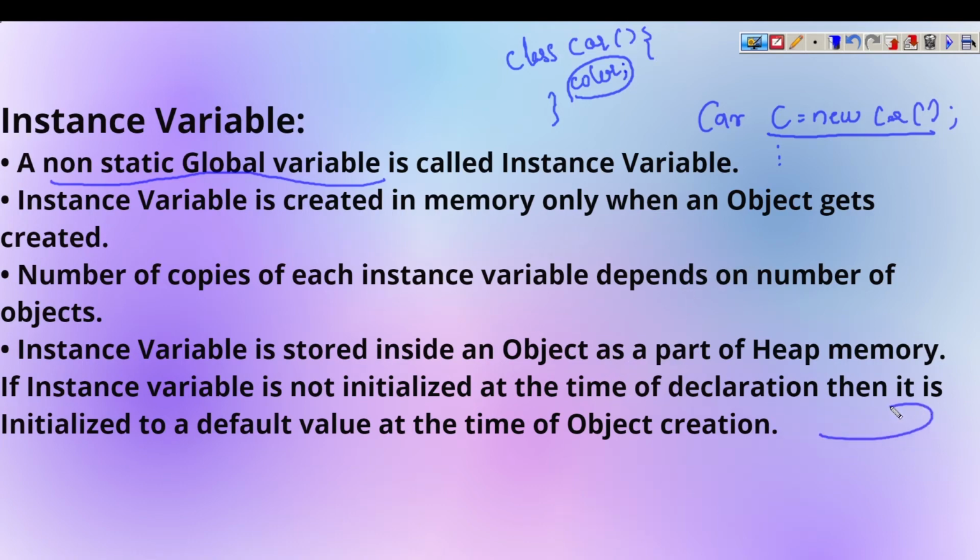An instance variable is stored inside an object as a part of heap memory. So when you create an object inside your heap memory, for example the car, you're going to get that variable as a part of that particular object. If an instance variable is not initialized at the time of declaration, then it is initialized to a default value at the time of object creation.